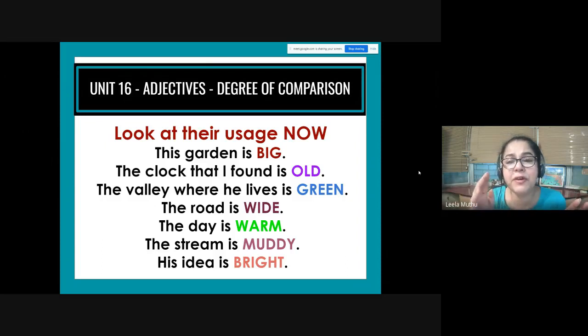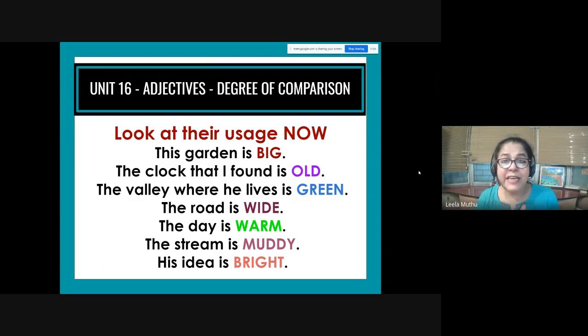So you can find the adjective in the predicative part of the sentence. Now look at this one. The clock that I found is the subject. Now we don't say just that the clock is the subject. The clock along with its description, the clock that I found, describes the clock. Is old is the predicate.